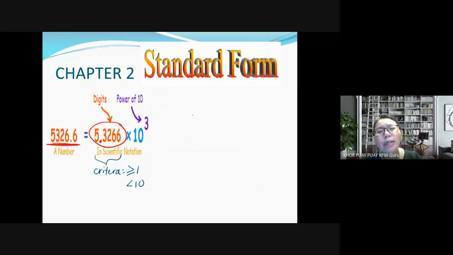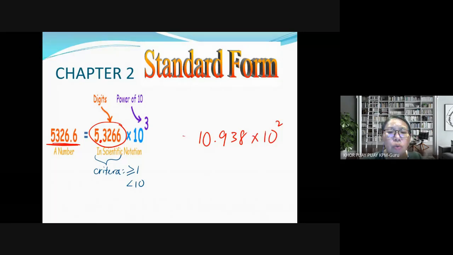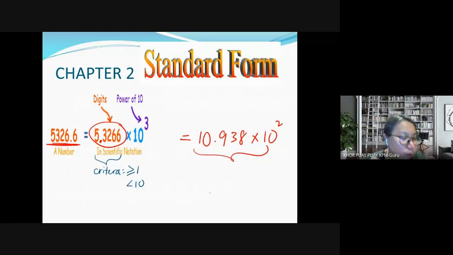Let's say you already count your answer. The final answer you get is 10.938, for example, times 10 power of 2. If you show me this answer in your final answer, you will not get marks for this. Why? Because you did not fulfill the criteria for standard form, because standard form says the number in front of your times can only be 1 or more than 1 and less than 10. Here you have 10.9 point something already, right? So this is wrong already.